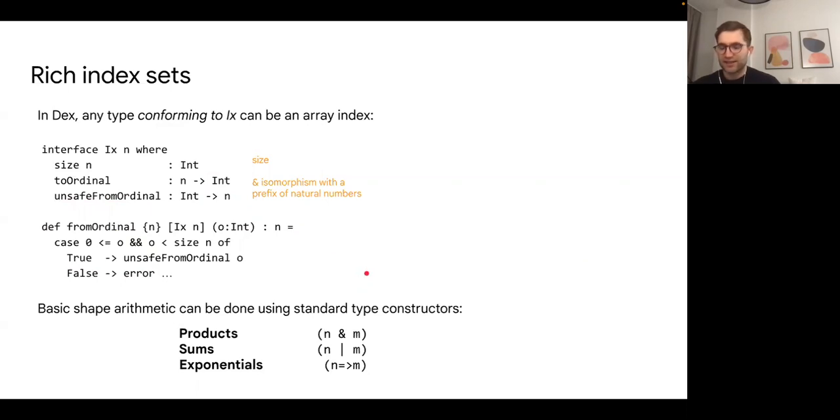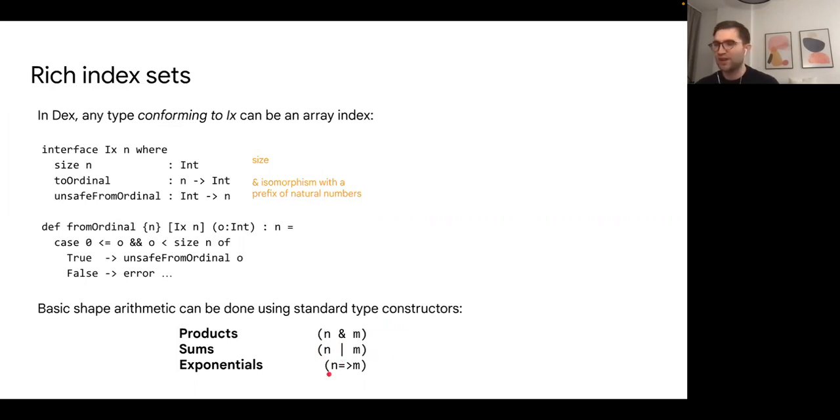Now, what's interesting is that, again, Dex will fail to normalize something like Fin (n plus m) as a type expression, right? Because n plus m, as two variables, it will not be able to normalize to a fully evaluated thing yet. The binary operation plus is an expression, not an atom or a value. But basic shape arithmetic is available to you using standard type constructors, right? If you want an array which has the product of the sizes of two other arrays, you can just use an index set which is the product type of those two. Similarly, if you want an array with a size which is the sum of two other index sets, you can use a sum type.